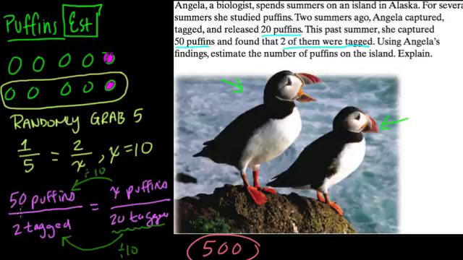And again, the assumption is that the 20 you tagged, right, that you're grabbing a random group of 50, and you happen to find that 2 of them are tagged. So you're assuming that you can scale that up by a factor of 10 to represent the total population. So notice here, they're not grabbing 5 puffins, but 50. It's a better sampling, although it's still imperfect.